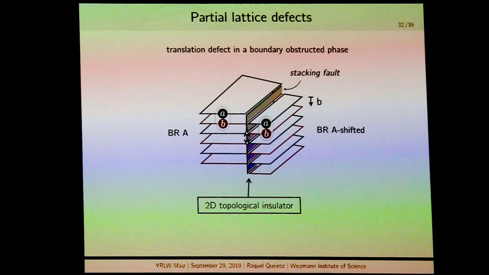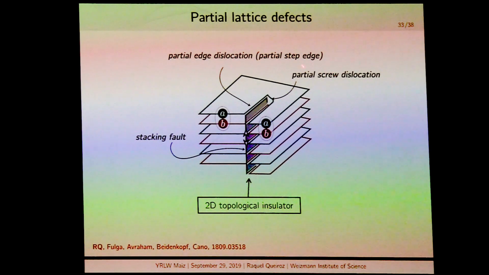So what we have here is a domain wall between our initial dimerized weak TI, and our dimerized weak TI, but just shifted by half of the unit cell. So along this entire plane, I have a mismatch of the unit cell. I can terminate this stacking fault with a screw dislocation.